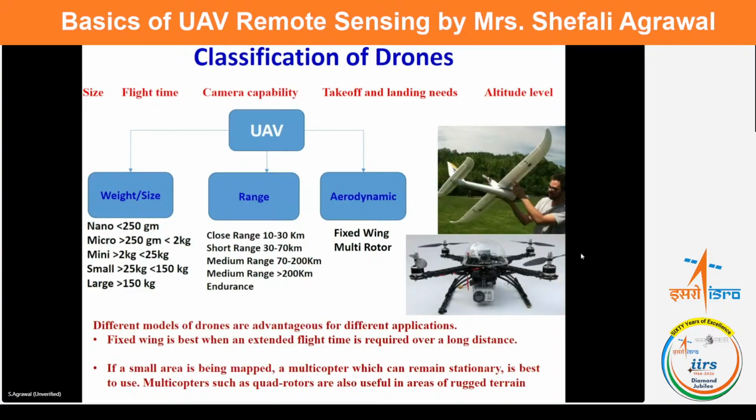One is less than 250 grams. These are called nano drones. Between 250 grams and 2 kgs are micro drones. Between 2 kgs and 25 kgs is mini drones. Larger than 25 kgs and less than 150 kgs is small. And larger than 150 kgs are known as large drones. Each of these weights includes the sensor weight, the maximum takeoff weight. So overall, including all the weight and size of the drone, these are categorized as nano, micro, mini, small, and large.